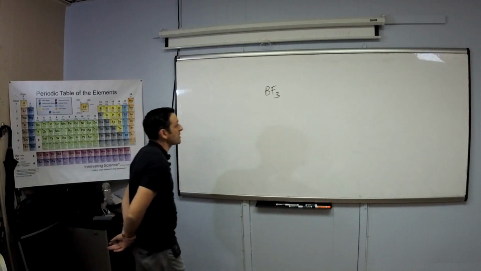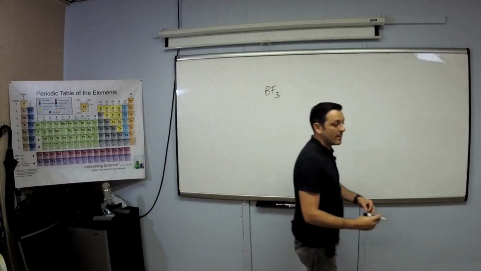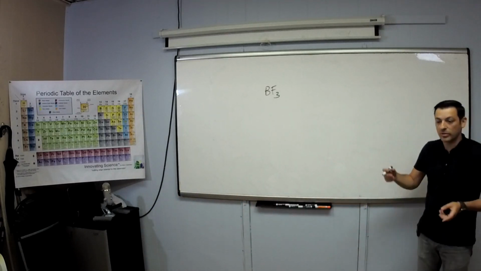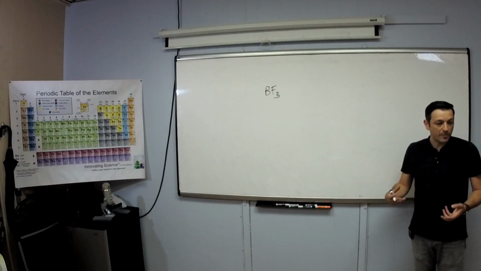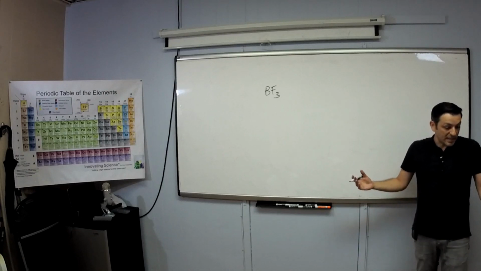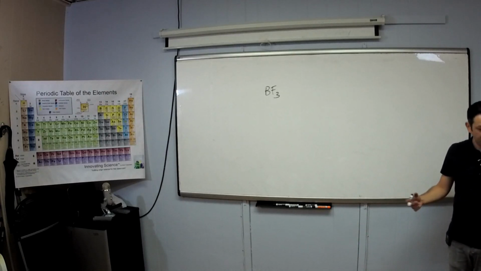BF3 is a compound that has some of the most polar bonds. The bonds are so polar, boron to fluorine, that books would say the difference of electronegativity is big enough to be ionic.